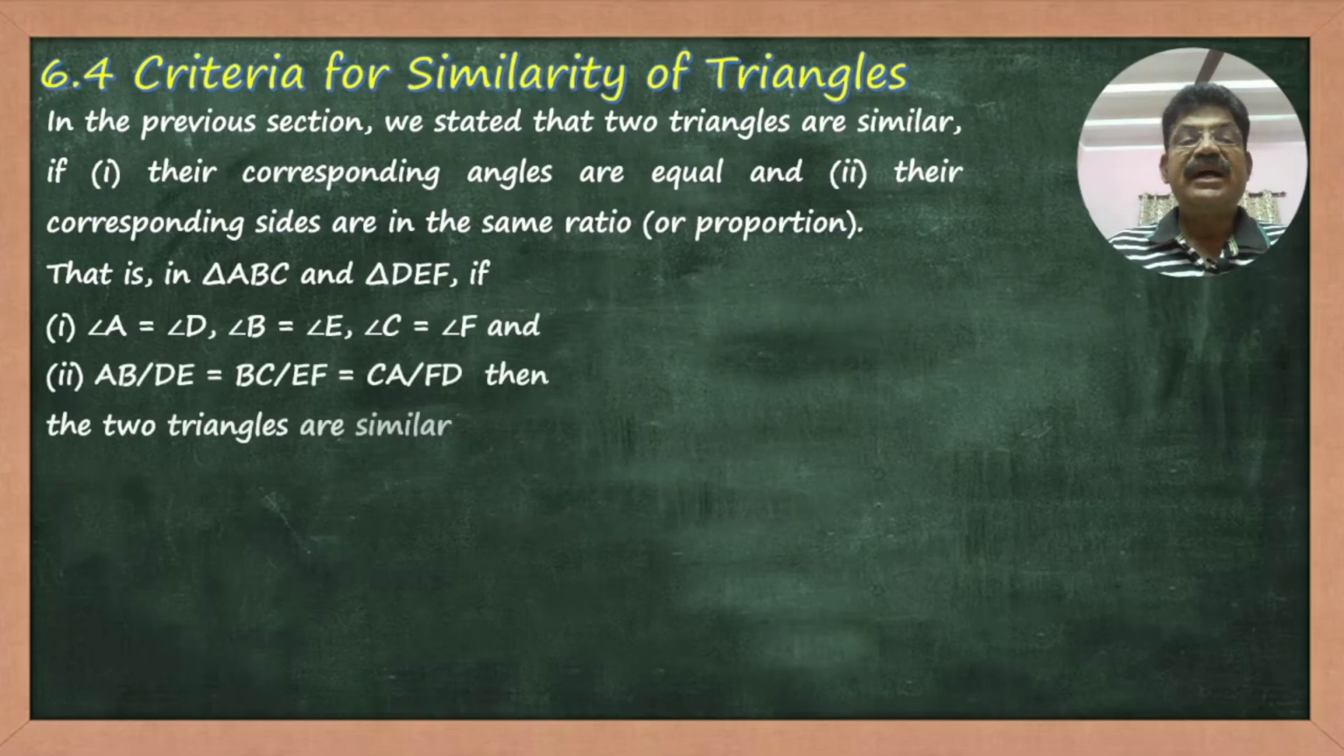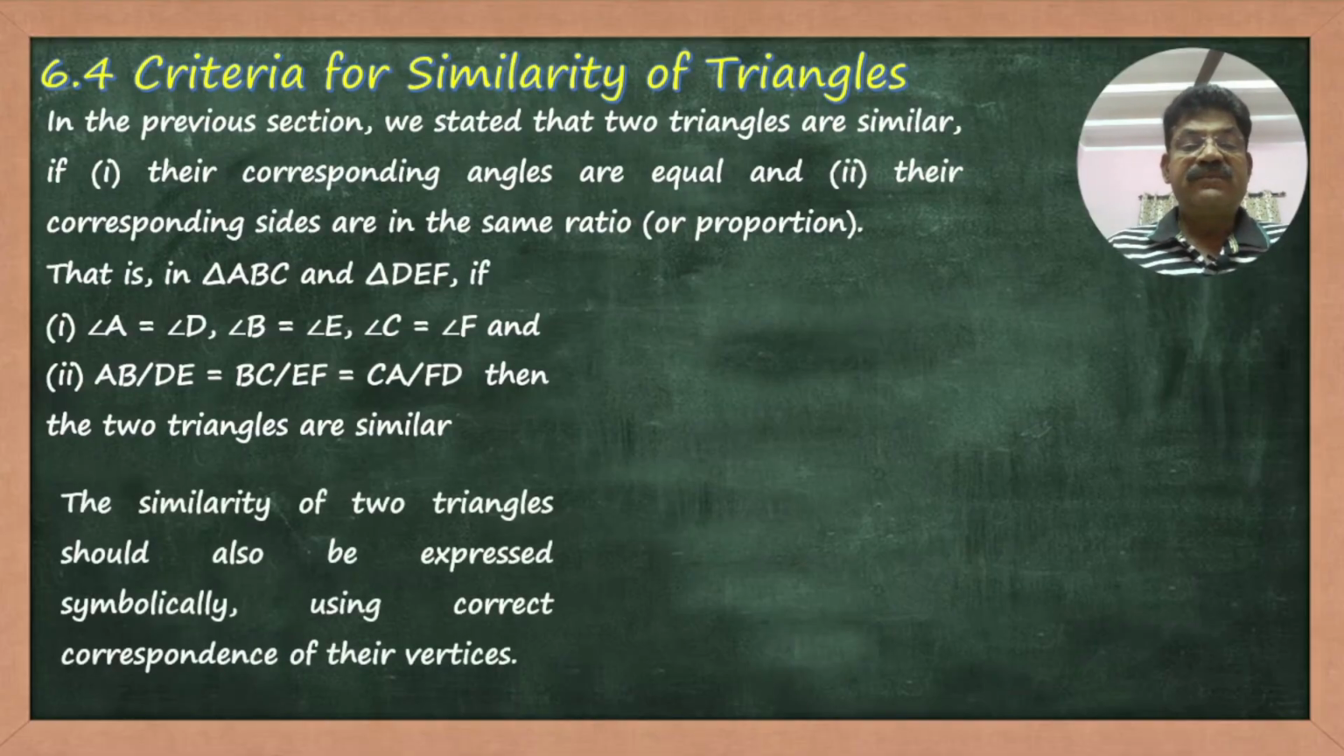When two triangles ABC and DEF are similar, the corresponding angles are equal: A corresponds to D, B corresponds to E, C corresponds to F. Therefore, their corresponding angles are equal and corresponding sides are in the same proportion. AB corresponds to the side DE, BC corresponds to the side EF, CA corresponds to the side FD. So note the order of the letters A, B, C, D, E, F. A corresponds to D, B corresponds to E, C corresponds to F. That order is important to say that triangle ABC and triangle DEF are similar. The similarity of two triangles should also be expressed symbolically using the correct correspondence of their vertices.